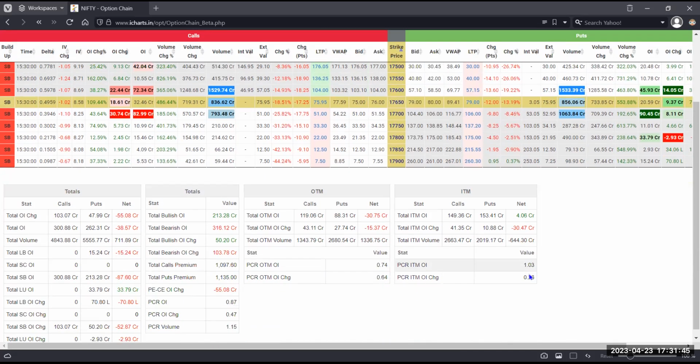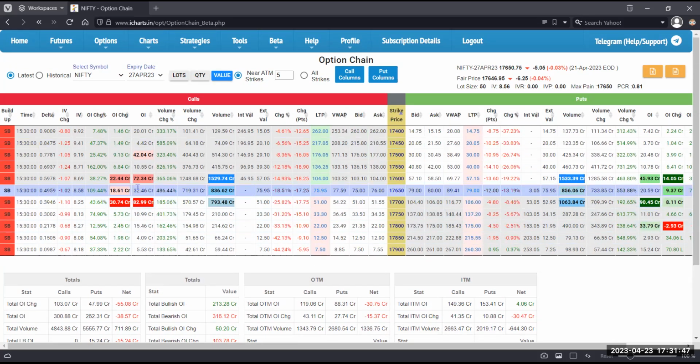Okay. Another thing is this color coding here. This is going to be the highest OI and OI change, this is going to be the second highest, and this is going to be the third highest. Same on the put side: highest OI change, second highest, and third highest.